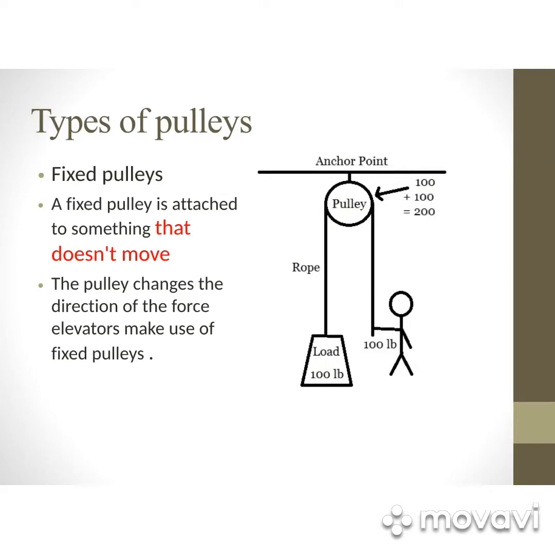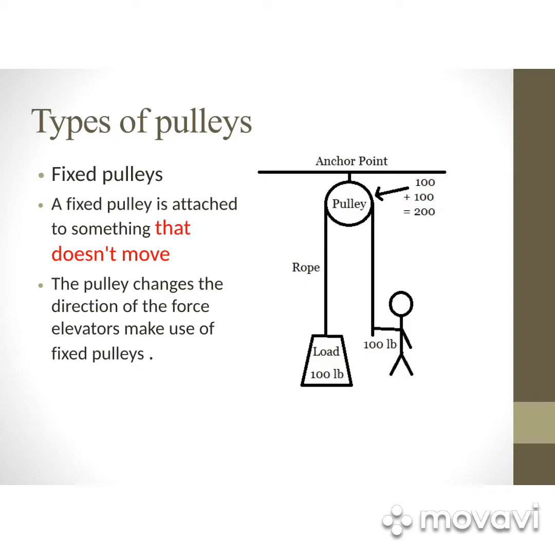Let's talk about the types of a pulley. The first one is fixed pulleys. A fixed pulley is attached to something that does not move. By using the fixed pulley, as it is obvious from the picture, it has an anchor and you can lift things with it. So by using the fixed pulley, you can pull down on the rope to lift the load.